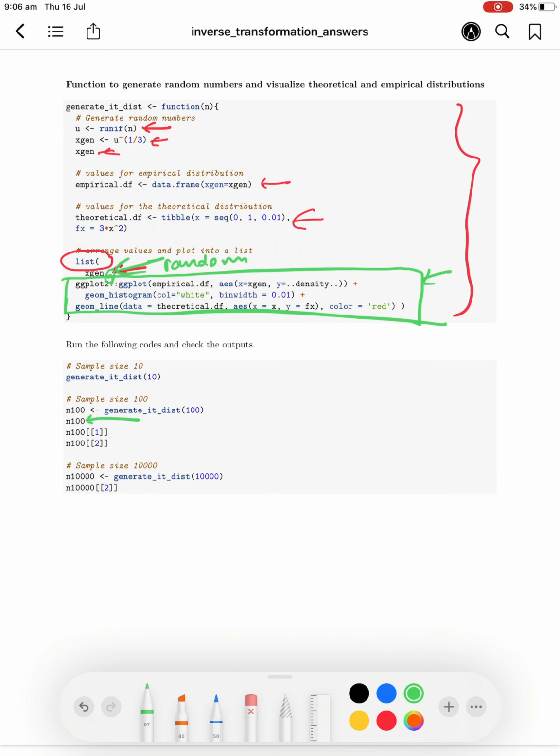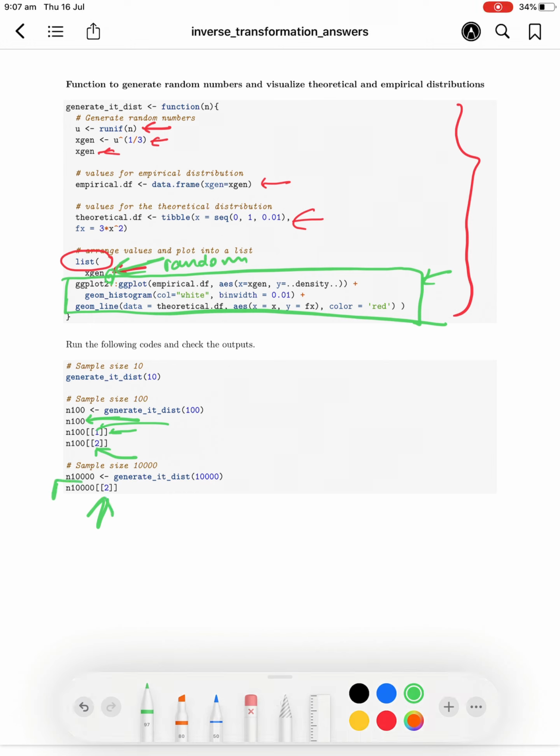So when you run this command with 100, it will generate 100 random numbers from X, and it will plot the theoretical distribution and empirical distribution together. You will get both if you run it with 100. If you just want to extract only the set of random numbers, you have to extract the first element in the list. If you want to extract only the plot, you have to extract the second element in the list.